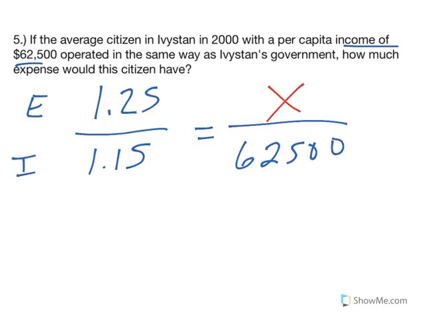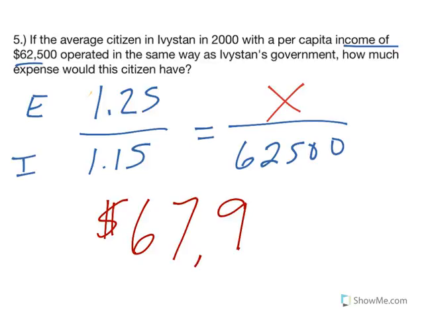So you can see, I hope, that if you look at this ratio, the top number is bigger. So in this ratio, the top number should also be bigger. So our answer should be bigger than $62,500. So I cross multiply, I divide, and I should get an answer of $67,934.78. So you're spending a little over $5,000 more than what you're taking in.